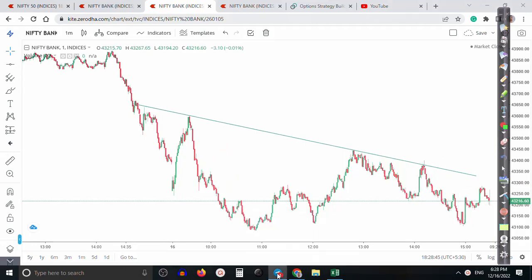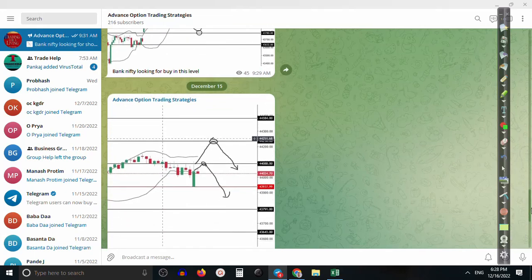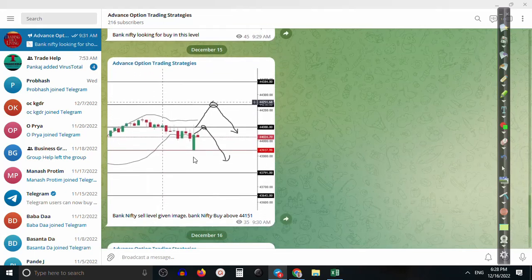As I said in the morning and in yesterday's video, I told that we are going to short tomorrow. And even here you can see 9:30 a.m., I already uploaded it in my Telegram channel. You can find my Telegram channel in the description below. And here is the Bank Nifty sell level given in the image. In this image I have given this area, so we are focusing on the sell side only.